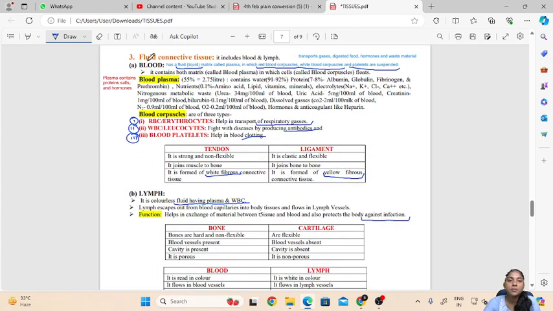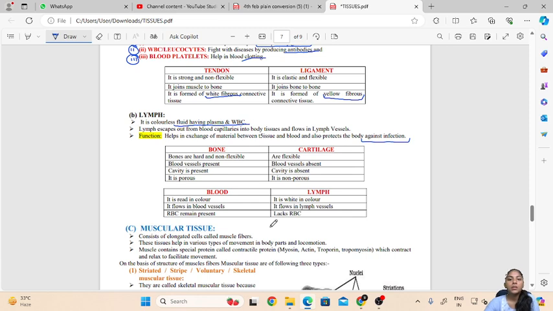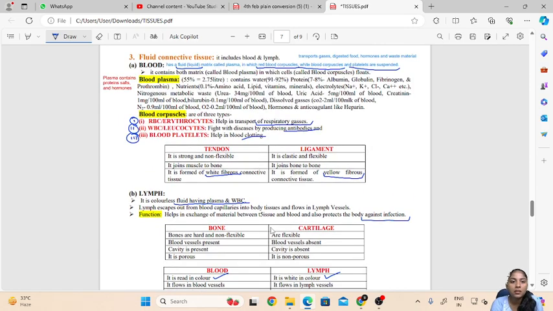Let us see the difference between blood and lymph tissue. So blood is red in color, whereas lymph tissue is white in color. Then blood flows in blood vessels, whereas lymph flows in lymph vessels. In blood, the red blood cells or RBCs are present, whereas lymph tissue lacks RBCs or erythrocytes. Red blood cells are also called erythrocytes, and white blood cells are also called leukocytes.